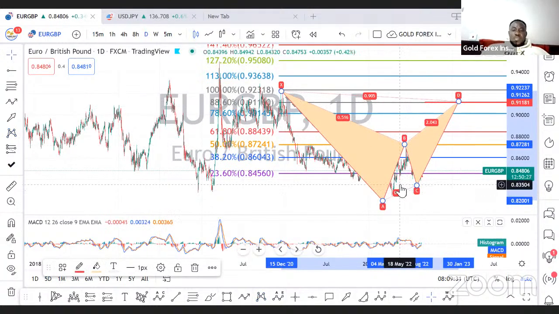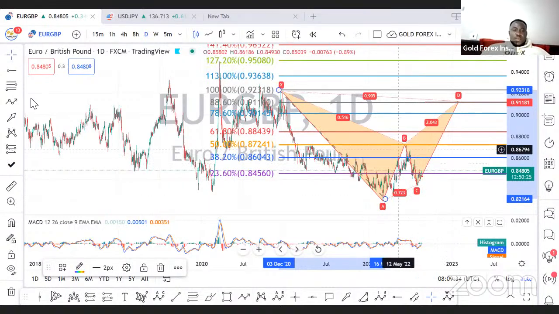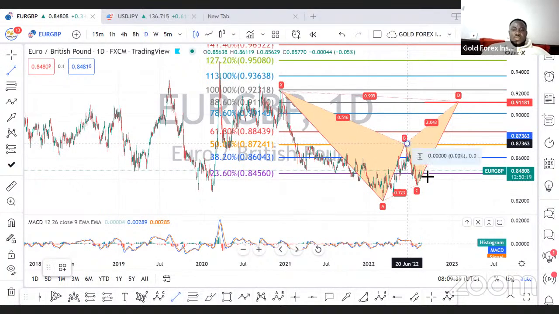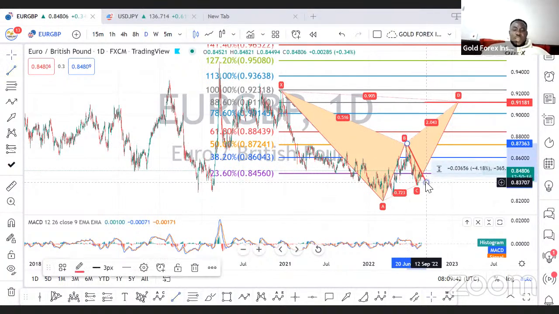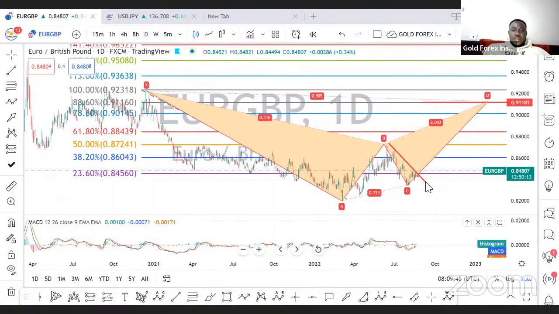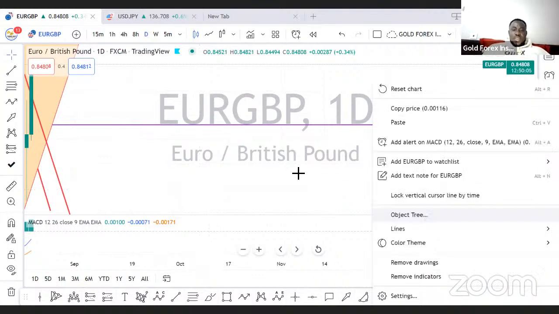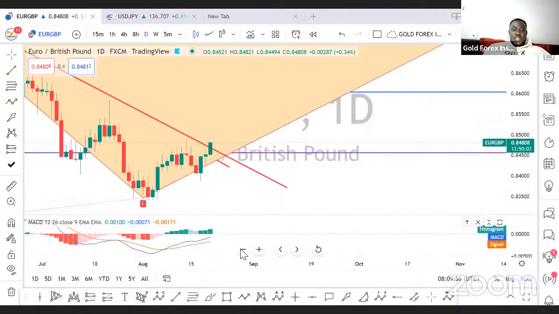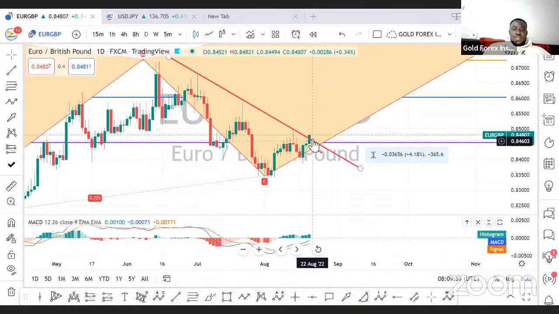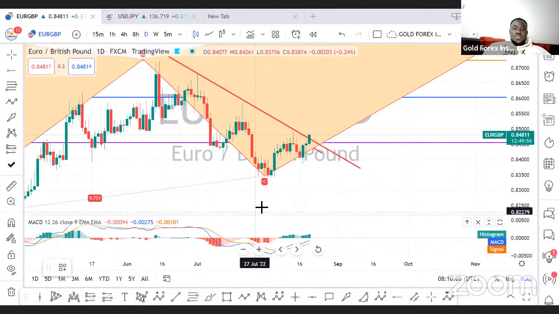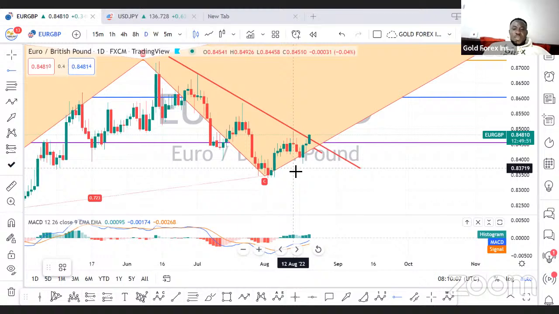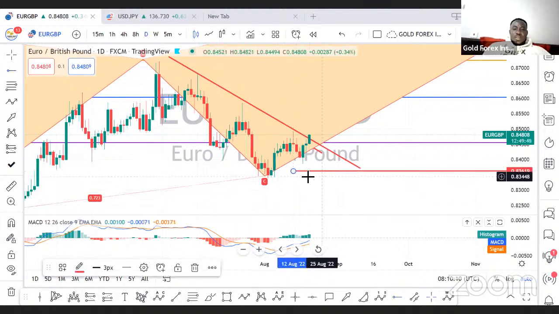I'll be looking for this one. Let's wait for the 1 hour current candle to break, because there's a break of market structure. Once it closes above here, then we can buy. It's a swing trade, so we'll put our stop loss below here or maybe here.